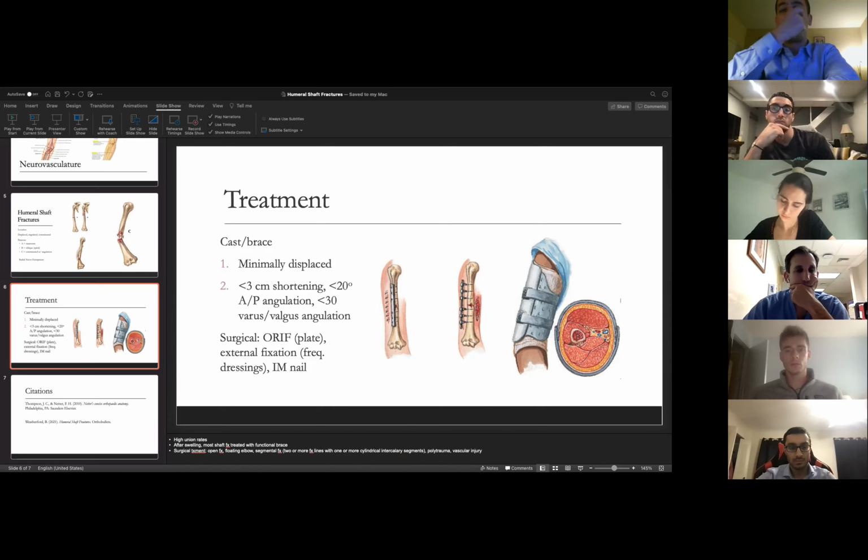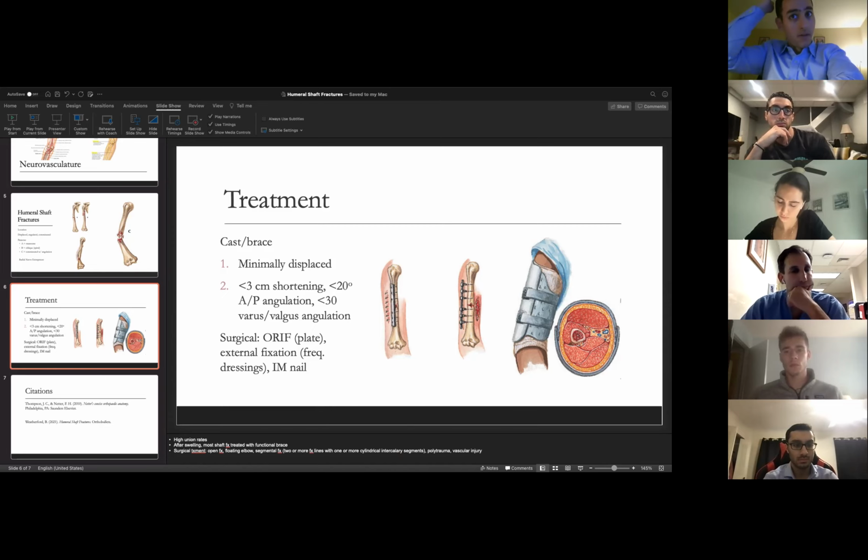And then varus valgus is also very important. The vast majority of the time, you'll see these fractures go into a varus deformity because of the pull of the deltoid on the proximal fragment. And it's very important, when you splint them, to try to put a valgus mold on it.